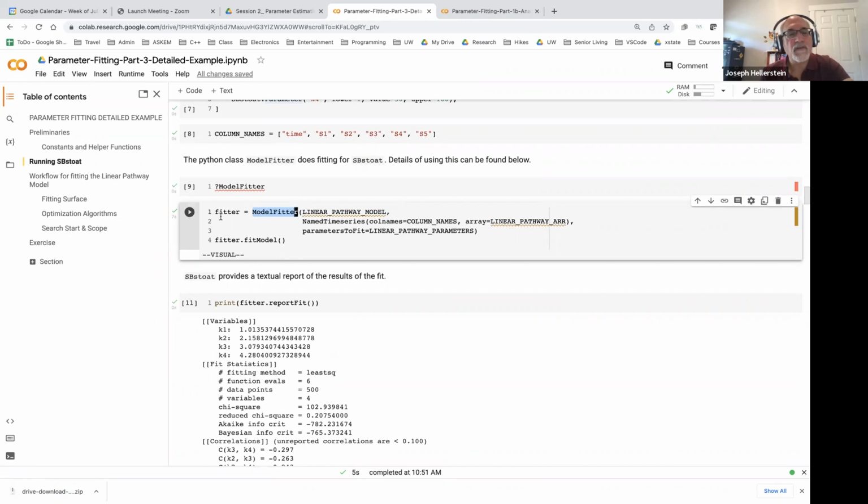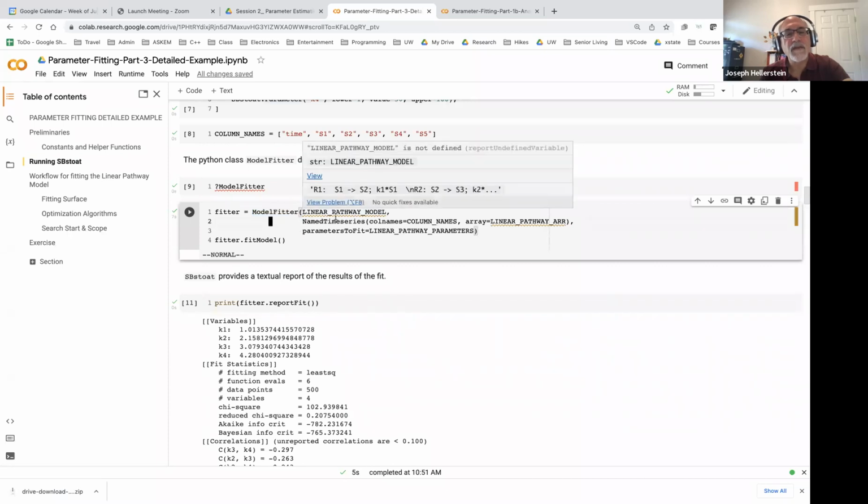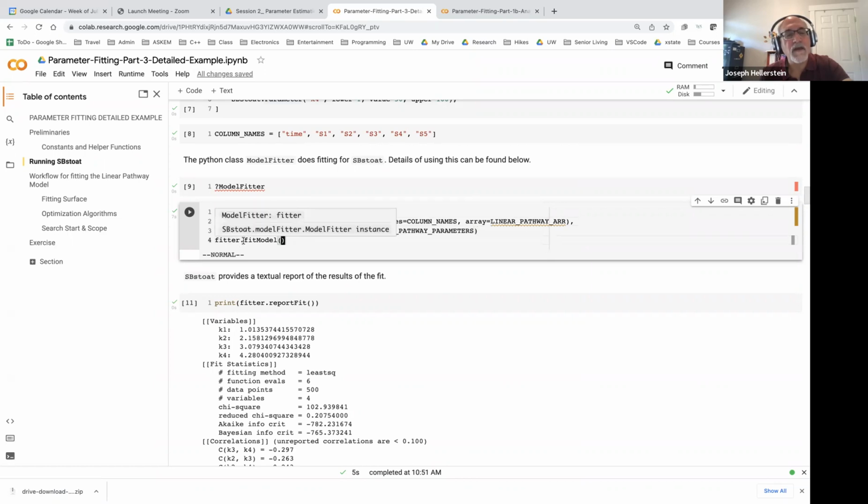So we're going to create something called a fitter object, which is an example of this model fitter. It's something that's going to be able to do the fitting with this information: the model, the observational data, and then the parameters we want to fit. And the way we do that fit is that the dot means now I'm going to do something with a property. Anything with parens over here is a function. So there's a function here called fit model.